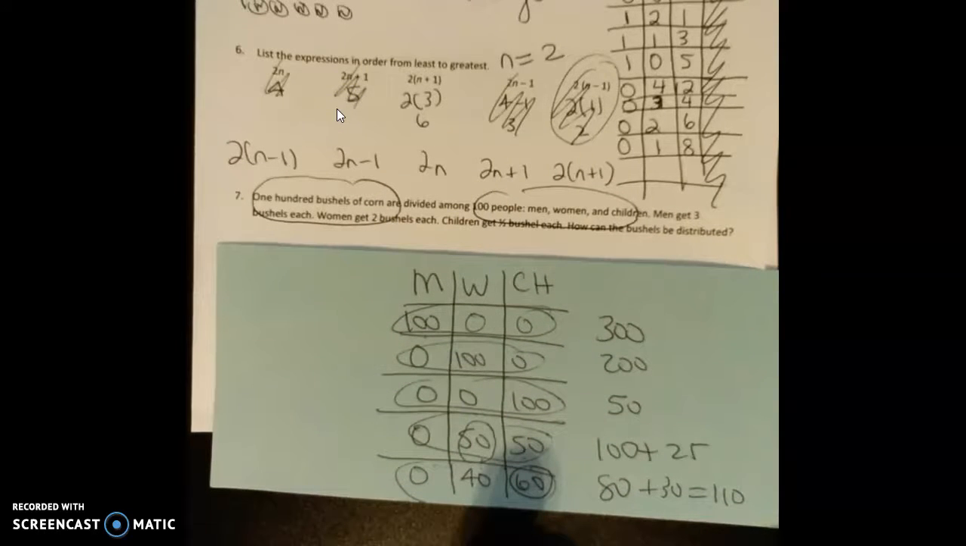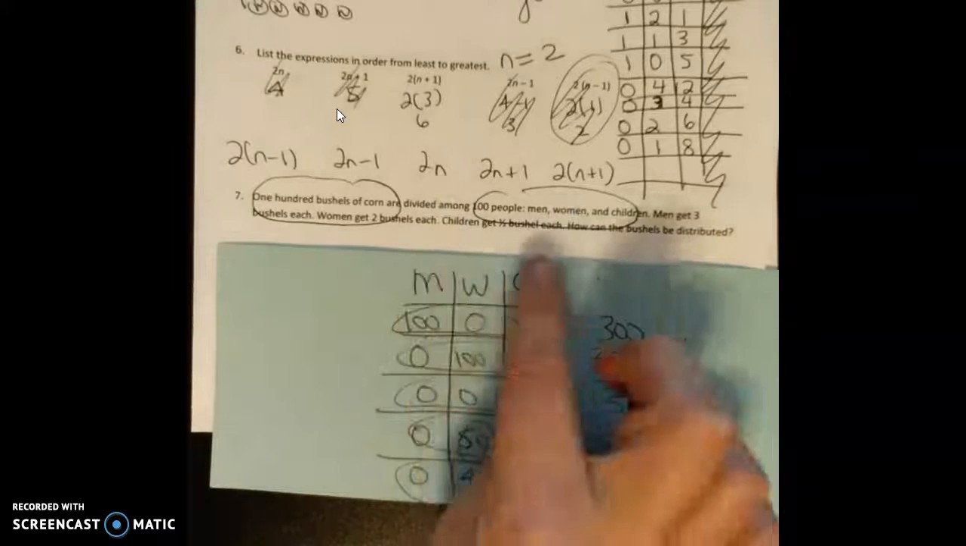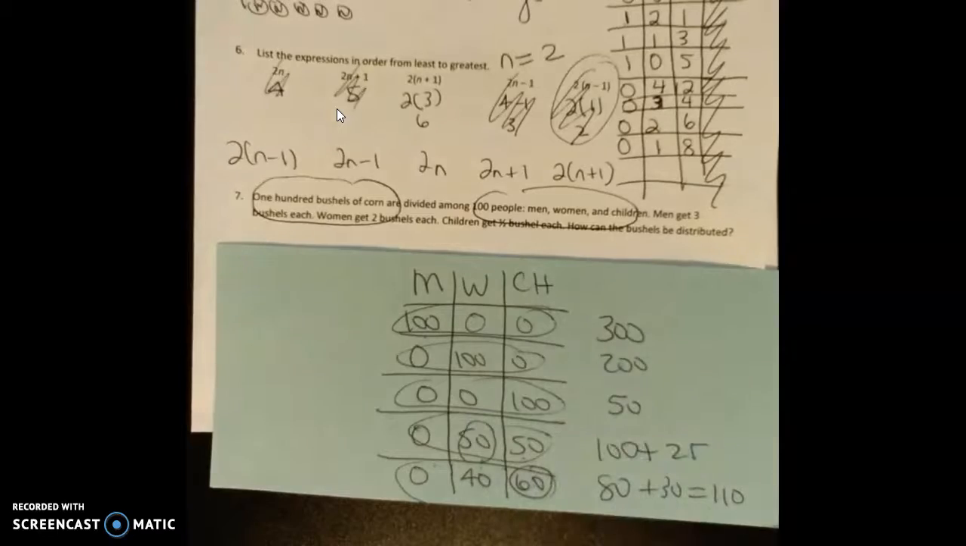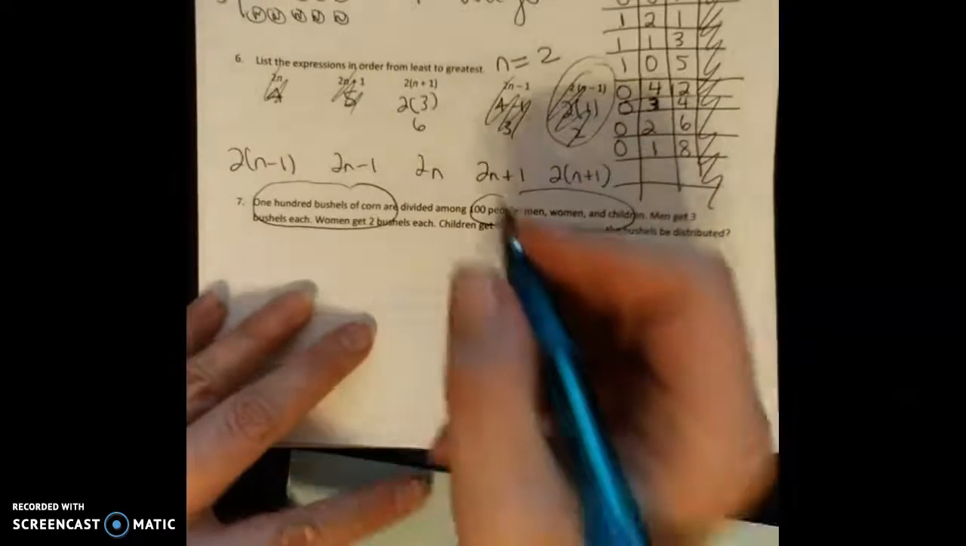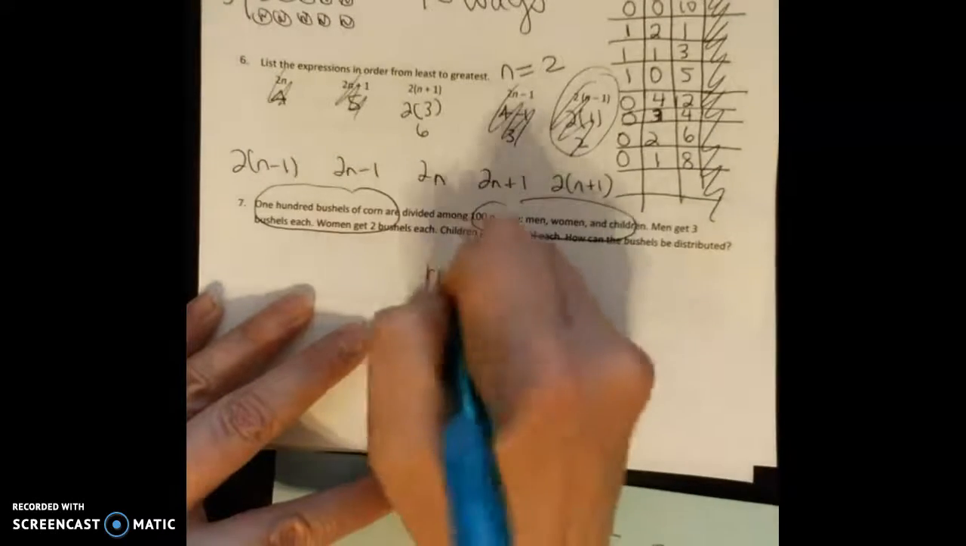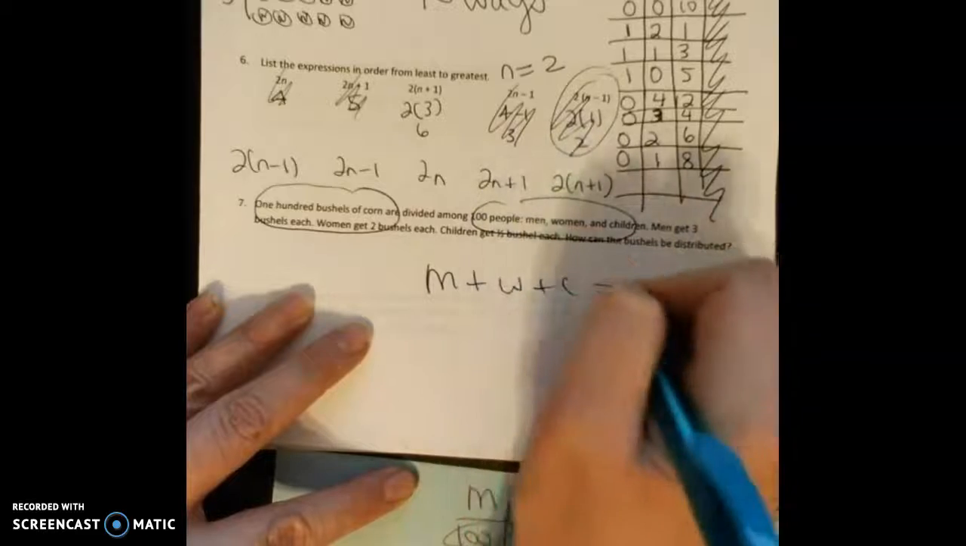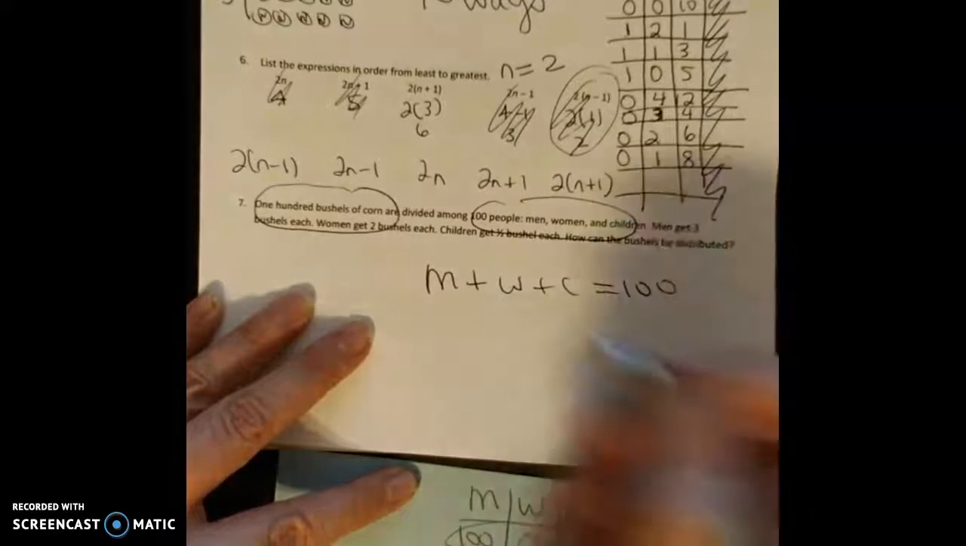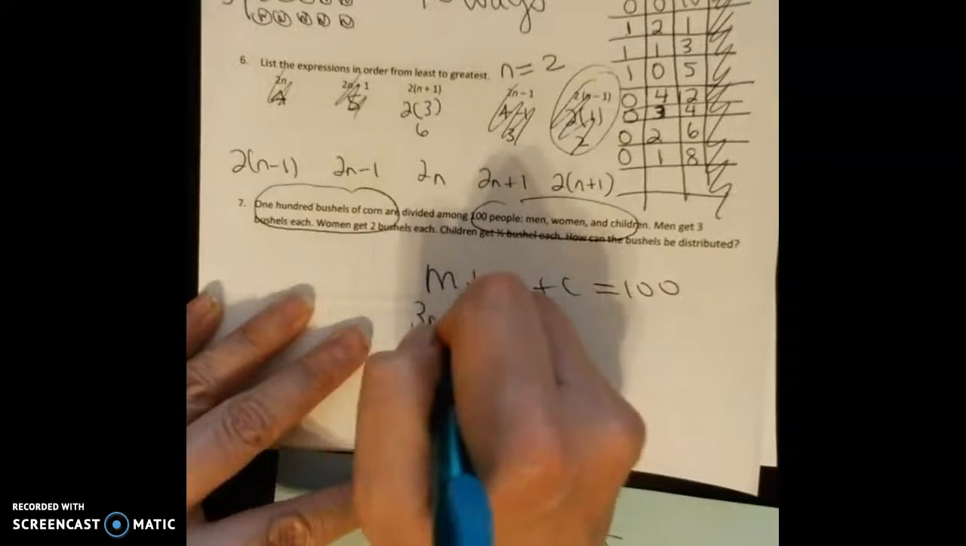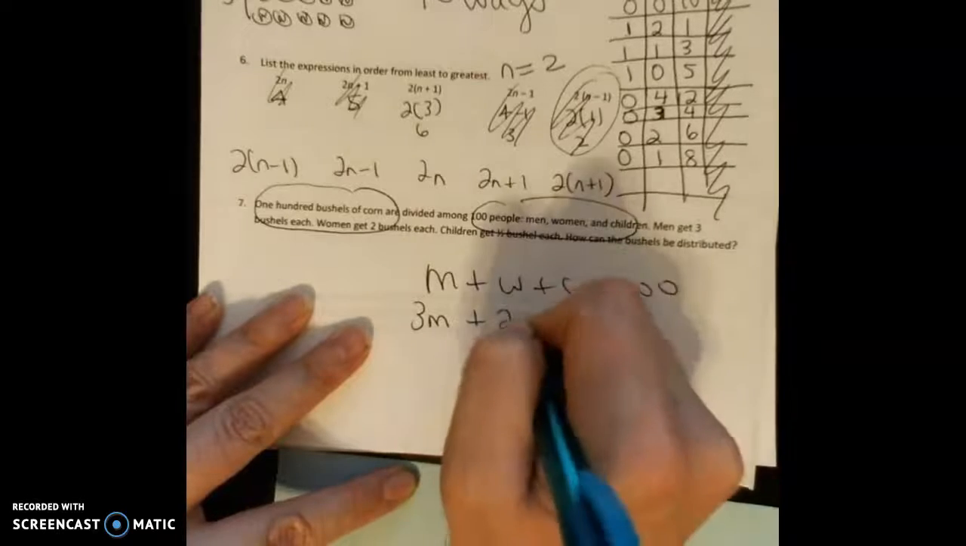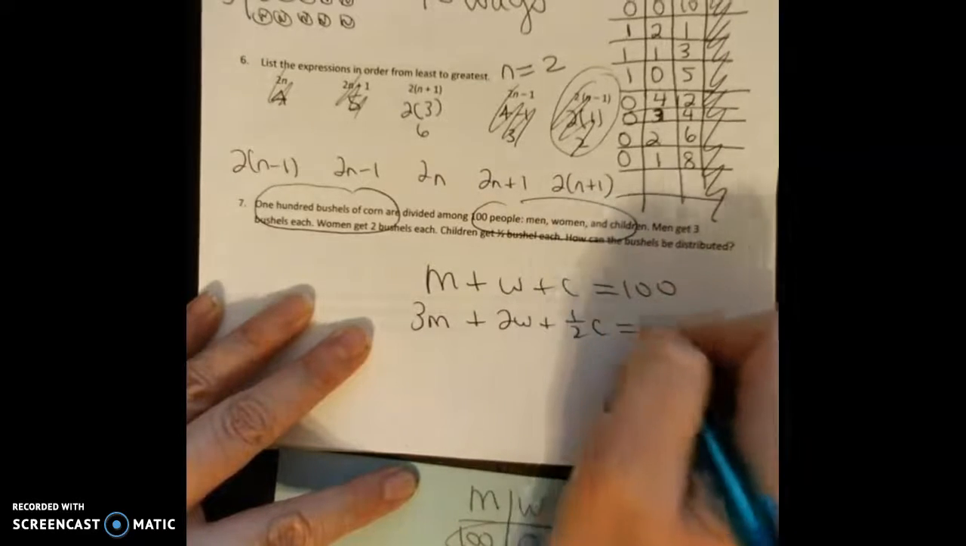So just because you found an answer doesn't mean that it's the only one and everyone else has to find the answer you found. There are more than one answers. It looks like this would be a great algebra equation, not so much because you have 3 variables and 2 equations. So if you have like m plus w plus c equals 100, and then you do the whole bushel thing, so 3m for the men, 2w for the women, and half c equals 100.